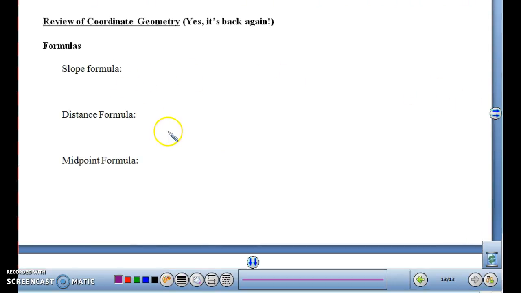First formula that we have is the slope formula. The slope formula, remember, is m equals delta y over delta x. Or you can also write it as y2 minus y1 over x2 minus x1. I just usually use delta y over delta x because it's faster to write. But it means the same thing as this. So whichever one you use is fine.